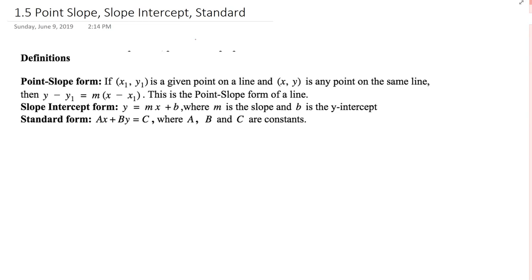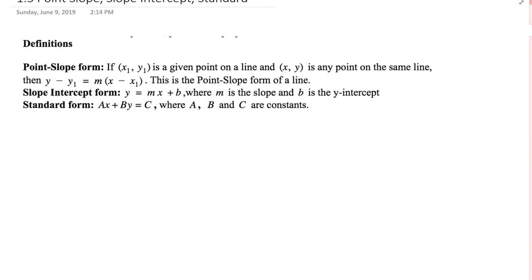Slope-intercept form, y equals mx plus b, is the slope-intercept form where m is the slope and b is the y-intercept. Standard form, ax plus by equals c, where a, b, and c are constants, and a, b, and c are not all equal to zero at the same time.